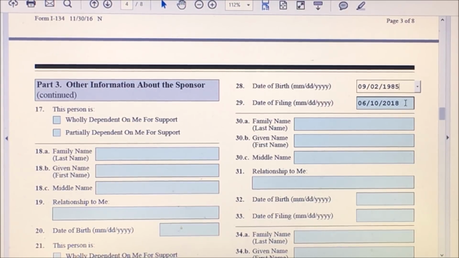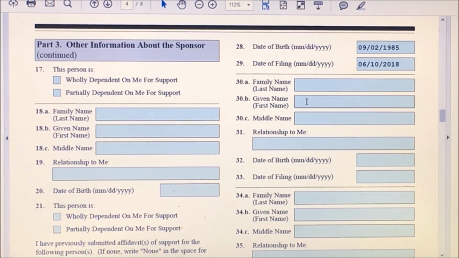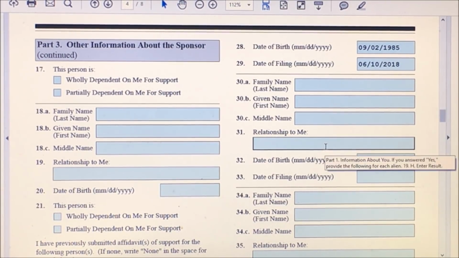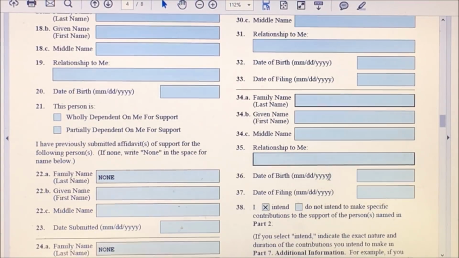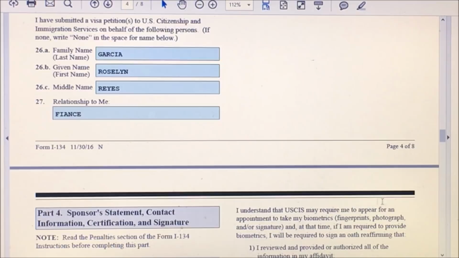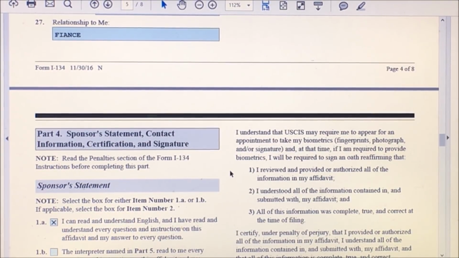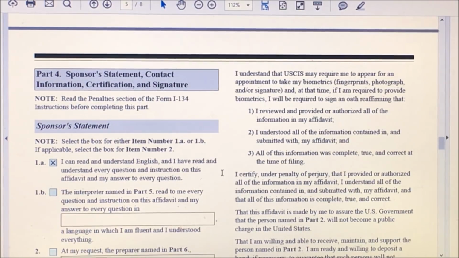So let's say June 10, 2018. Okay? Then if there's another one, just fill this out. Okay? And then I intend or do not intend to make specific contributions to the support of the person named in part 2. So just click I intend. Okay? And the next, sponsor statement, contact information, certifications, and signature.